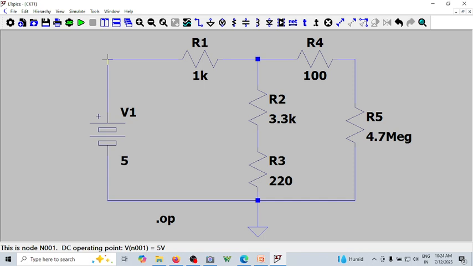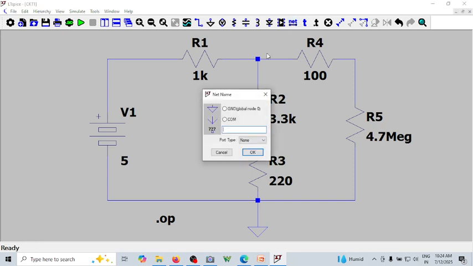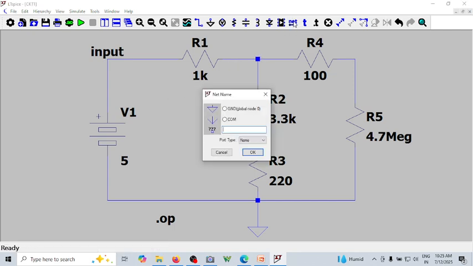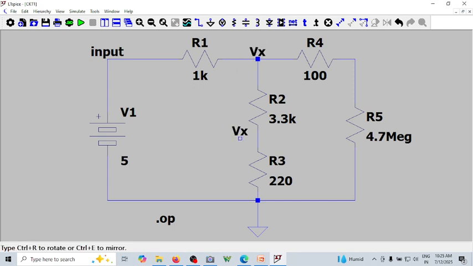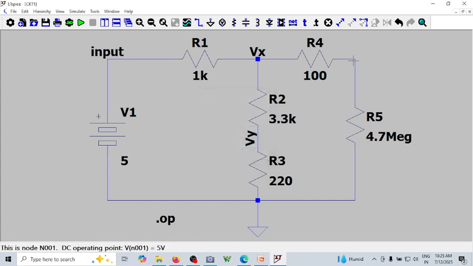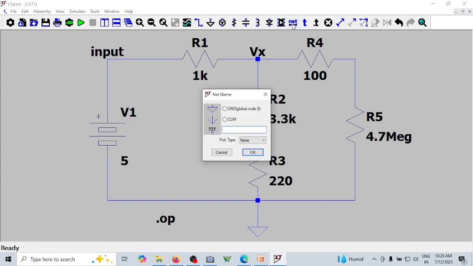Now in a big circuit, it becomes very important to know the nodes, for which you can label the node. So what I'll do is label each of the nodes. I will name this one input. Let me say this is my node input. Let me name this node Vx. So this is my node Vx, and I want to name this one Vy. So let me name it Vy, and let me name this one Vz. This is Vz.